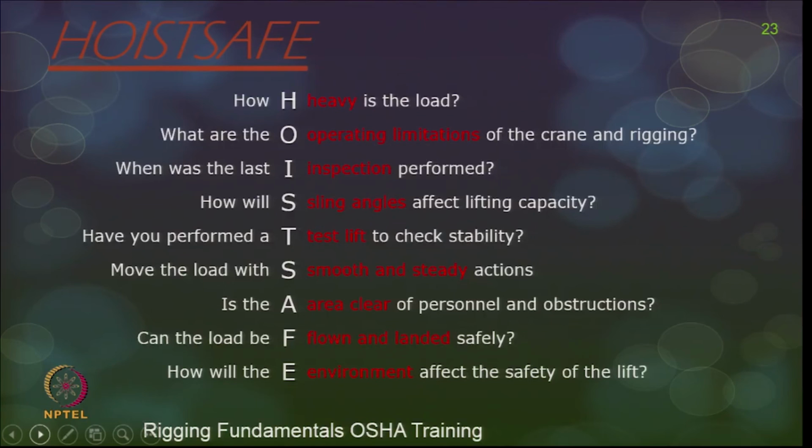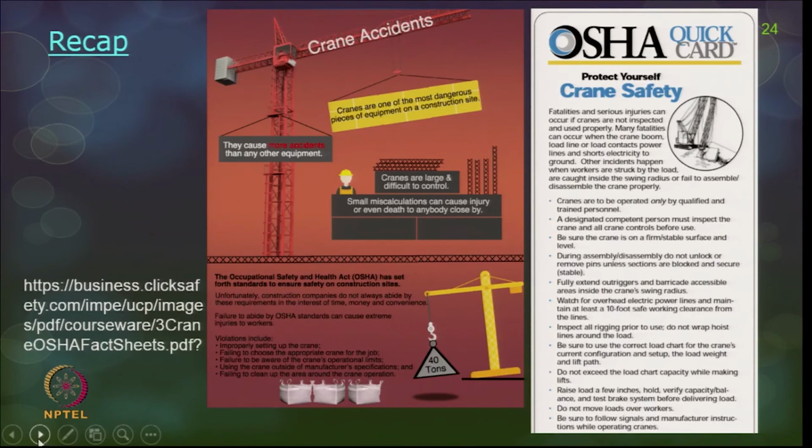Hoist safe. This is a snapshot which I have taken from the OSHA training manuals. H stands for how heavy is the load, what are the operating limitations of the crane and rigging, when was the last inspection performed, how will the sling angles affect the lifting capacity, have you performed a test lift to check the stability, move the load with smooth and steady action, is the area clear of personnel and obstructions, can the load be flown and landed safely, how will the environment affect the safety of the lift. I think I have covered all of these for the hoist safe operations.